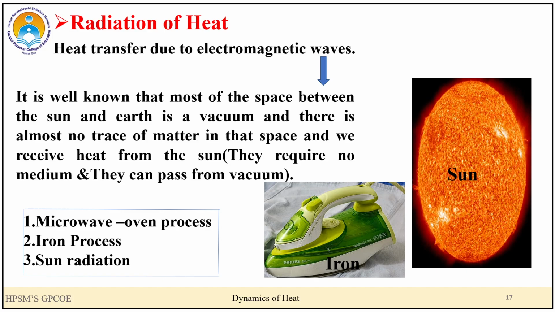So this is one way heat transfer is carried out in nature. An artificial example of heat radiation is the microwave oven process, where electromagnetic waves transfer the heat energy. This is the first example. The second one is the iron process, where heat transfer due to electromagnetic waves is also carried out. And the third one is the sun's radiation.